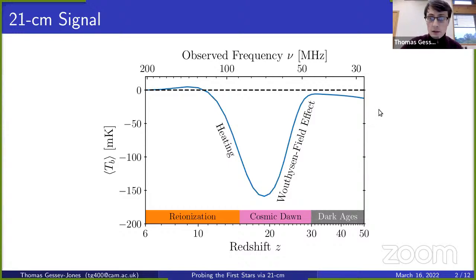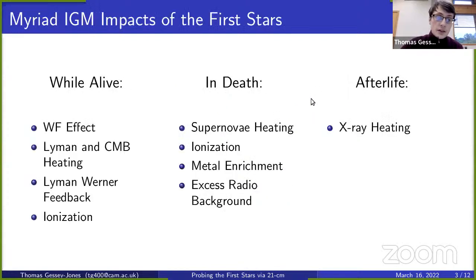And so it's immediately apparent that in our anticipations for the global 21 centimeter signal and also the power spectrum, the first stars and their formation is anticipated to be an important part of predicting the signal, and therefore also an important part of simulating it. But these aren't the only impacts that these first stars have.